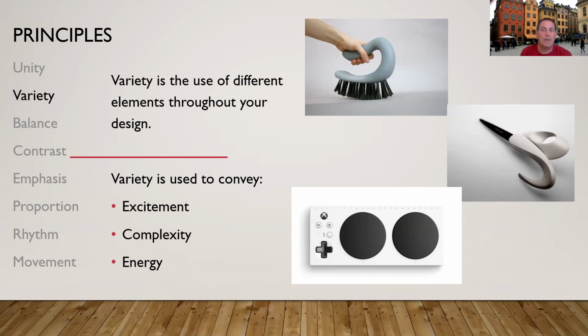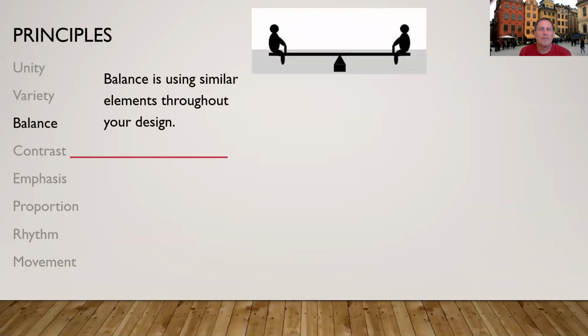That can convey excitement or complexity. It can also simply provide a little bit more calming influence. If you have some sort of tool or piece of equipment that is somewhat hard, you want to make it somewhat soft when someone interacts with it. So that's variety. Let's talk about balance.